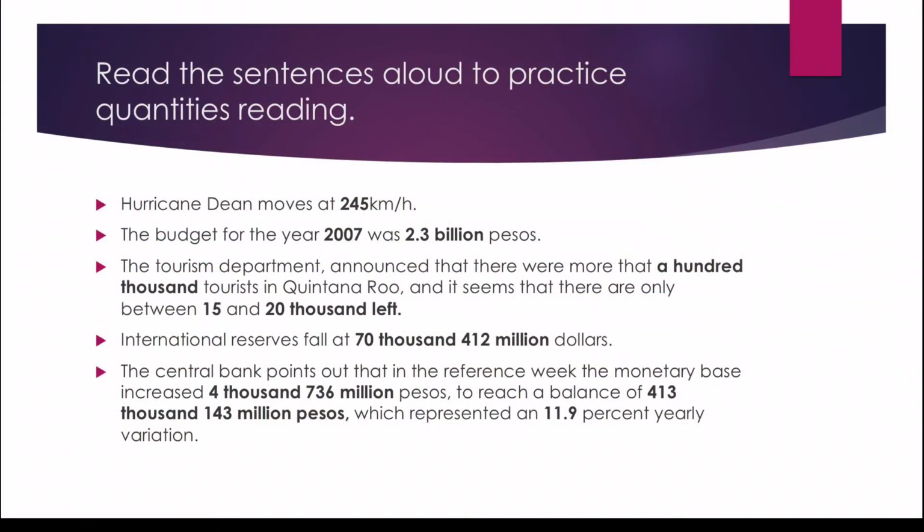And that will be it for the activity of this week. As I mentioned before, you can read the sentence aloud to practice quantities reading. Hurricane Dean moves at 245 kilometers per hour. The budget for the year 2007 was 2.3 billion pesos. The tourism department announced that there were more than 100,000 tourists in Quintana Roo, and it seems that there are only between 15 and 20,000 left.